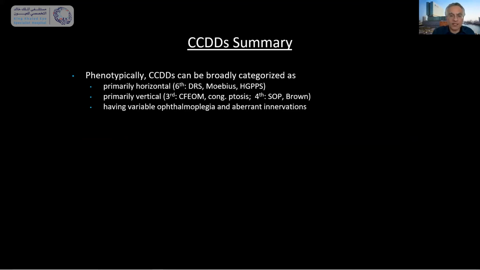And instead, I'll summarize what I've been saying. Phenotypically, CCDDs can be broadly categorized as primarily horizontal, involving the 6th nerve, and we're talking about Duane syndrome, Moebius, horizontal gaze palsy with progressive scoliosis. They can be primarily vertical, and we're talking about CFEOM, congenital ptosis, superior oblique palsy or Brown syndrome. Or they can have variable ophthalmoplegia, and a characteristic of CCDDs is variable ophthalmoplegia with aberrant innervations.